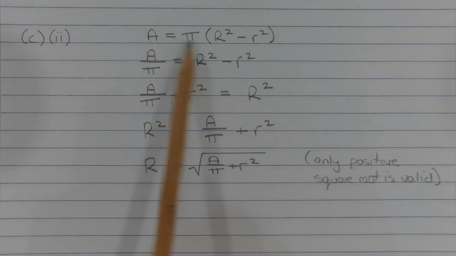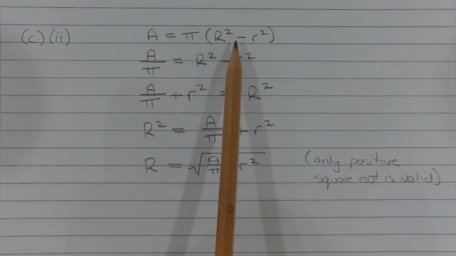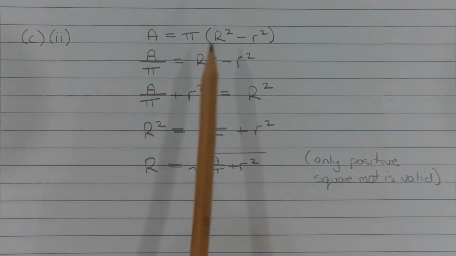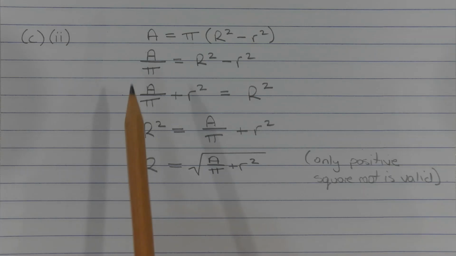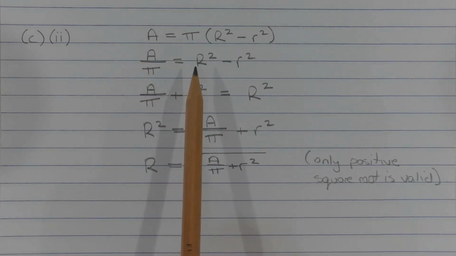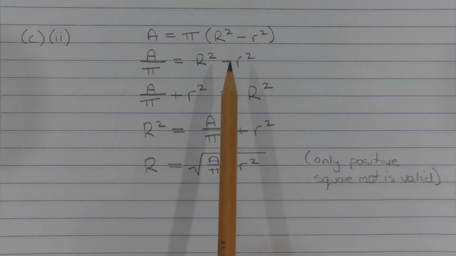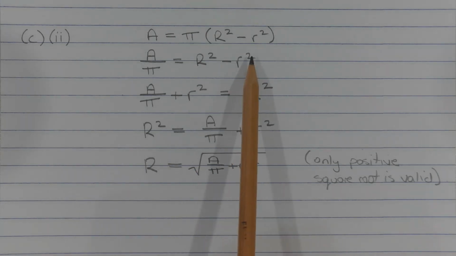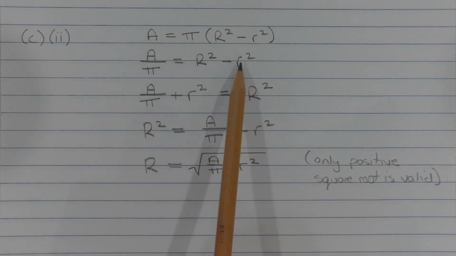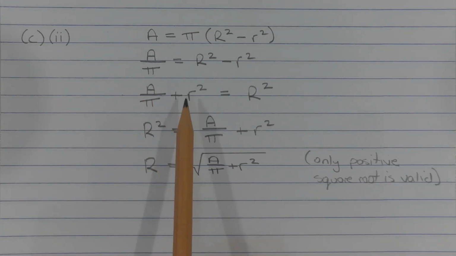So starting off with the formula for the area of an annulus, A equals pi times (capital R squared minus r squared), the first step I'm going to do is to divide both sides of the equation by pi. So we have A over pi is equal to capital R squared minus r squared. The next step is to add r squared to both sides of the equation. In effect, moving this negative r squared over to the other side, we can turn this negative into a positive. So we have A over pi plus r squared is equal to capital R squared.